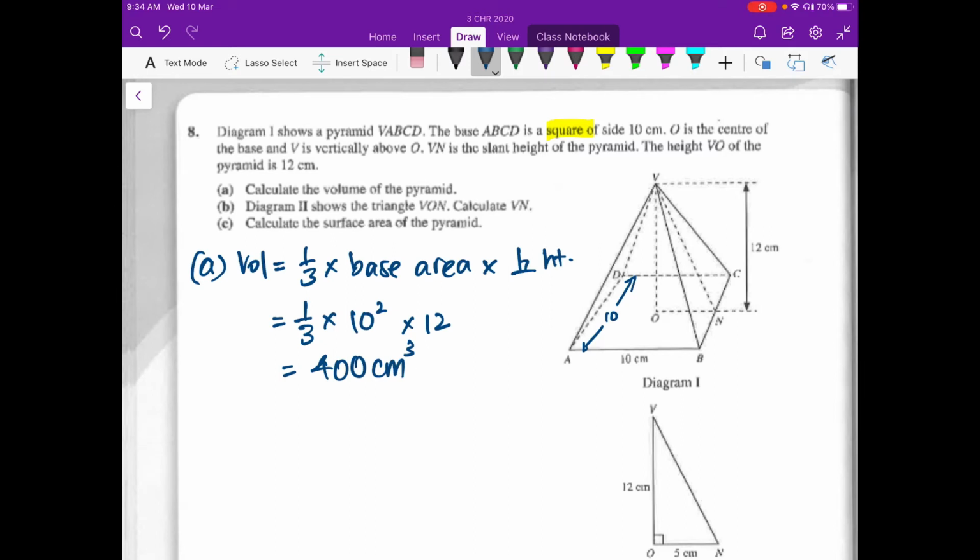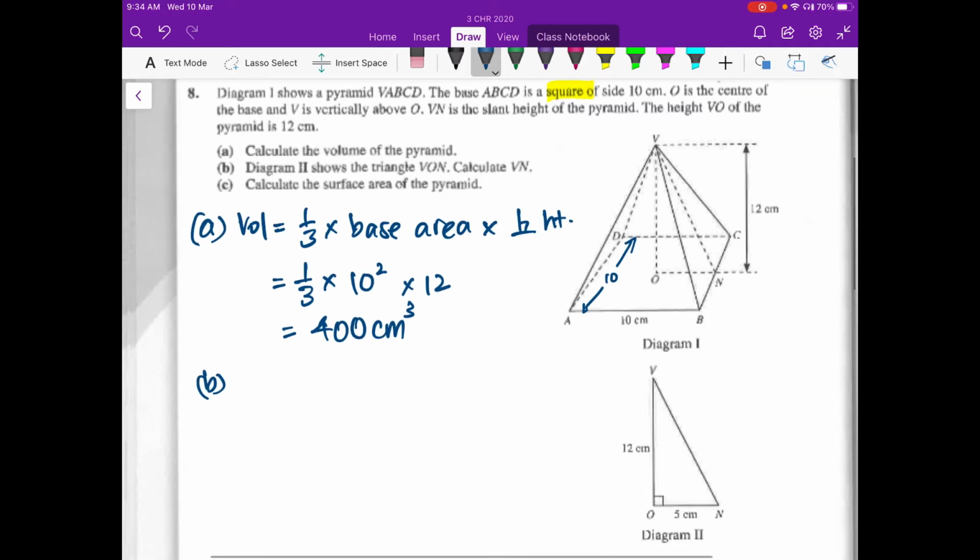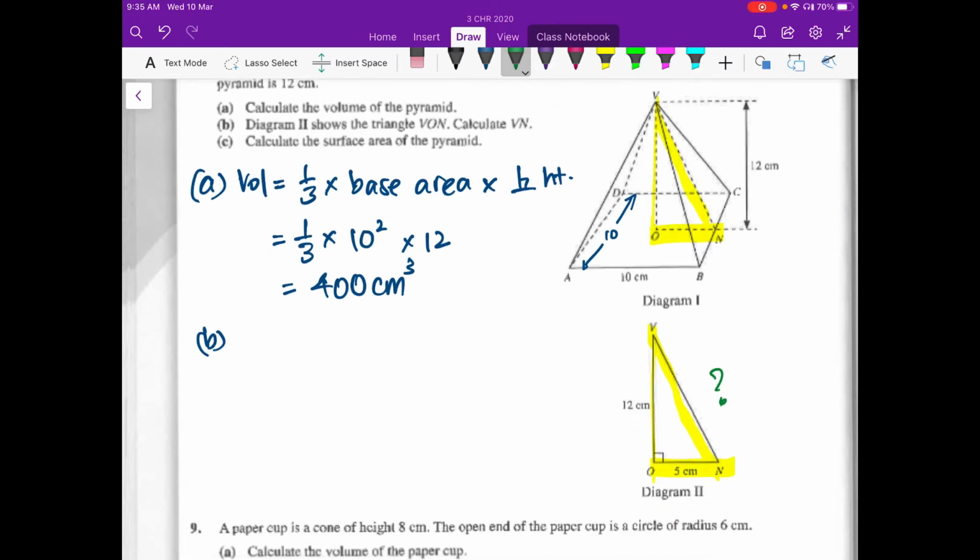Then and now for part B. Diagram 2 shows triangle VON. Okay, so they extracted this portion out. VON, the same triangle over here. 12, 5. Calculate VN. So VN over there can be done using our Pythagoras theorem. VN squared, 12 squared plus 5 squared. VN is square root of 169, which is 13.